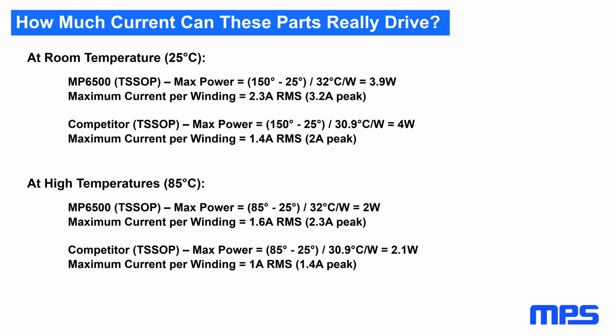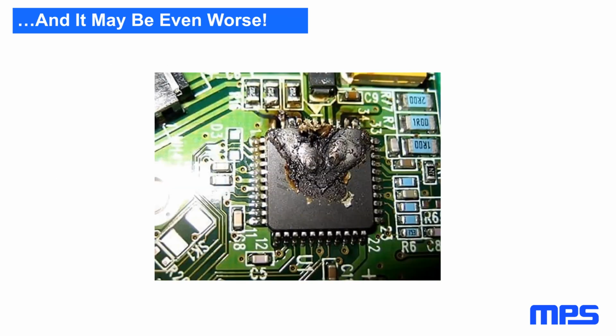So at elevated temperature, 85 degrees C, both parts can deliver much less current, which you'd expect. In this case, 2.3 amps peak for the MP6500 and 1.4 amps peak for the other competitor part. So remember, we made all these calculations using typical room temperature RDS(on) and the JEDEC standard numbers for thermal resistance. You might not be so lucky, since the maximum current rating really should be calculated at a junction temperature of 150 degrees. The real RDS(on) will be significantly higher, by like 50%.